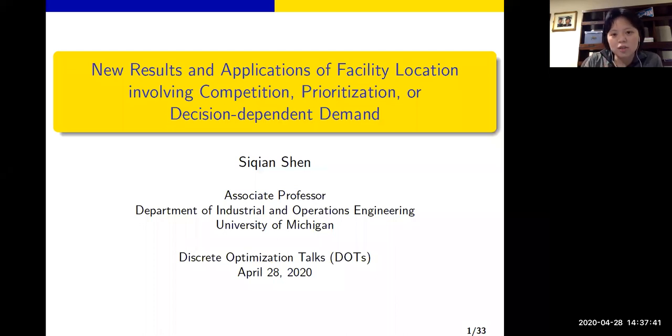As you notice, there are 3 parts of the talk. I'm going to focus on 2 today. The first part is facility location involving competition. That part is an ongoing paper, and I decided not to include it in today's talk given the time limit I have. And then, I'm going to focus on facility location with prioritization and also decision-dependent demand.